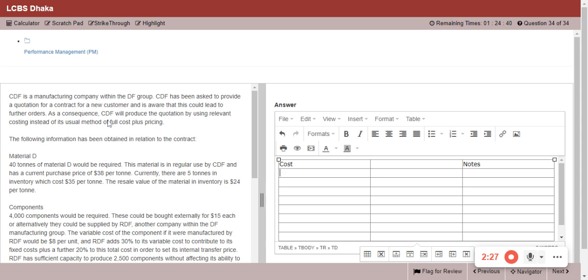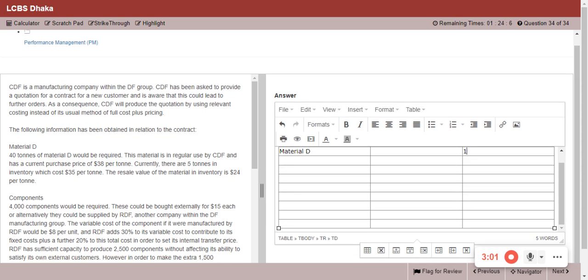So now we're going to look at every single one of them and try to calculate the relevant costs. Okay. So material D, 40 tons of material D would be required. This material is in regular use by CDF and has a current purchase price of $38 per ton. Currently there are 5 tons in inventory which cost $35 per ton. The resale value of the materials in inventory is $25 per ton. So my first header is going to be material D, and this is going to be note 1.